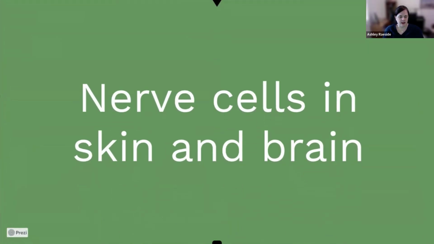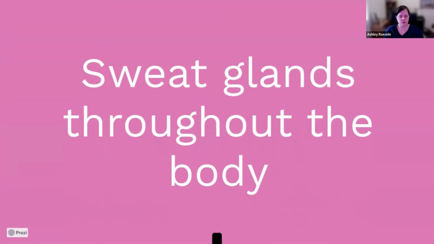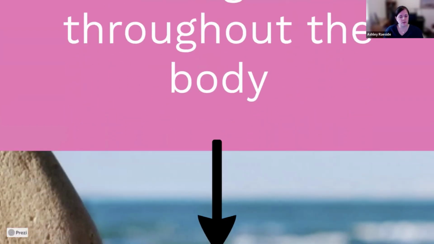Our nerve cells in our skin and in our brain start to sense, so this is our sensor, that we're getting too hot and this is not good. It sends a message up to our control center in the brain. So we have a temperature regulatory center in the brain that goes, oh no, we're getting too hot, we need to cool ourselves down, otherwise this is going to be bad news. So our brain then sends a message through to our effectors, which are our sweat glands throughout our body, and it tells them to start sweating. So the response that we have is that our body temperature decreases because we've sweated and we've cooled down.